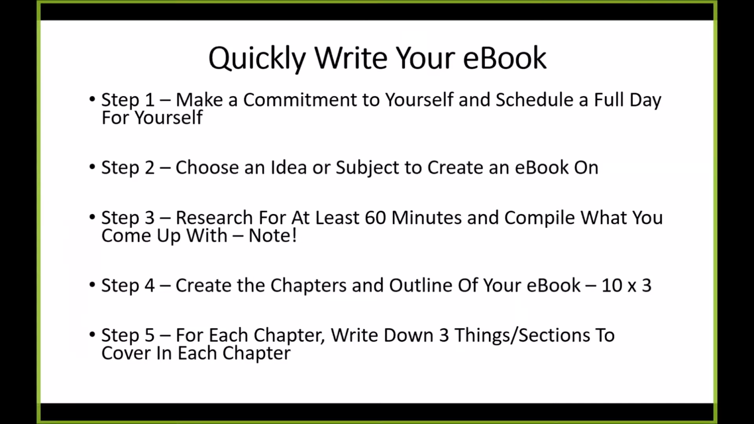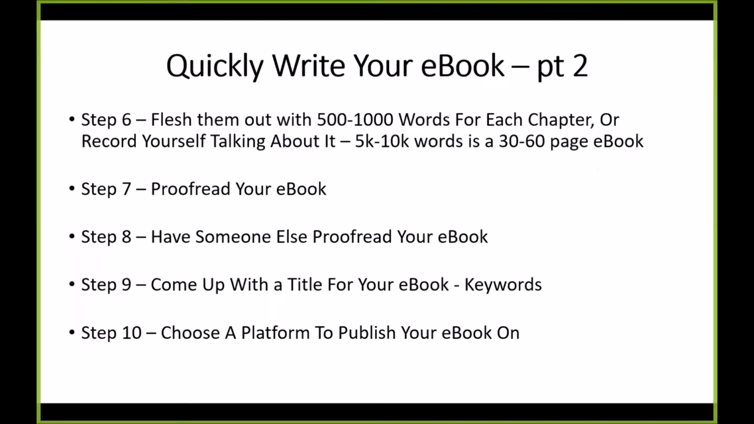So step 4, create chapters and outline for your book. And I always recommend 10 chapters, and then I have 10 times 3. So step 5, for each chapter, write down 3 things or sections to cover in each chapter. Step 6, flesh them out with 500 to 1,000 words for each chapter, or record yourself talking about it, and I'll cover that in a minute.